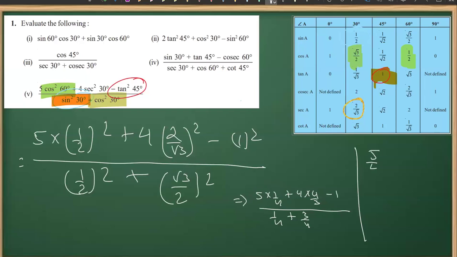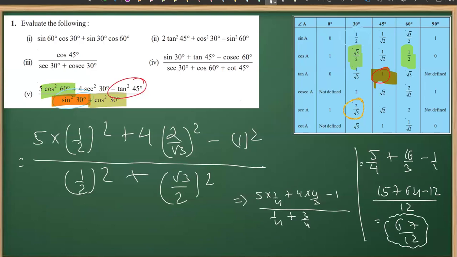5 over 4 plus 4 into 4 is 16, so it's 16 by 3, and minus 1 by 1. This is 4 by 4, so that gets cancelled. Now I'll take the LCM, which is clearly 12, 4 into 3. So multiplying, 5 by 3 is 15, plus 16 into 4 is 64, and minus 12. So we have 67 over 12. So this is how this part can be done.